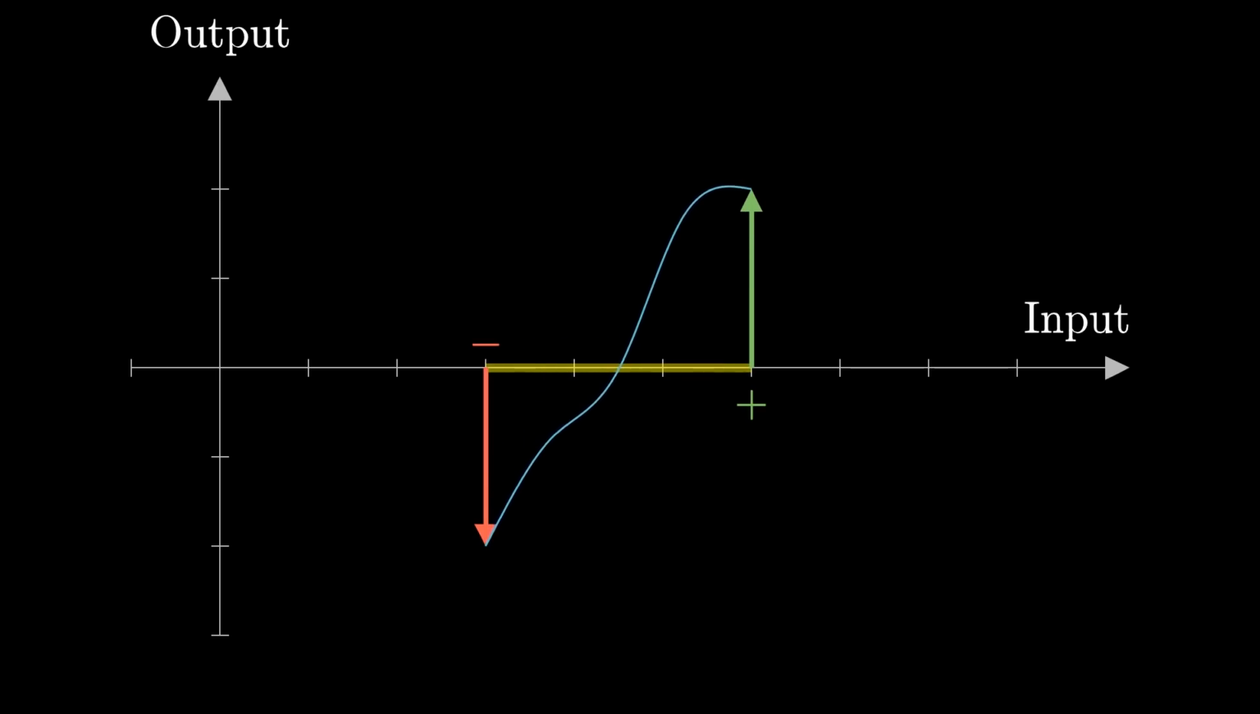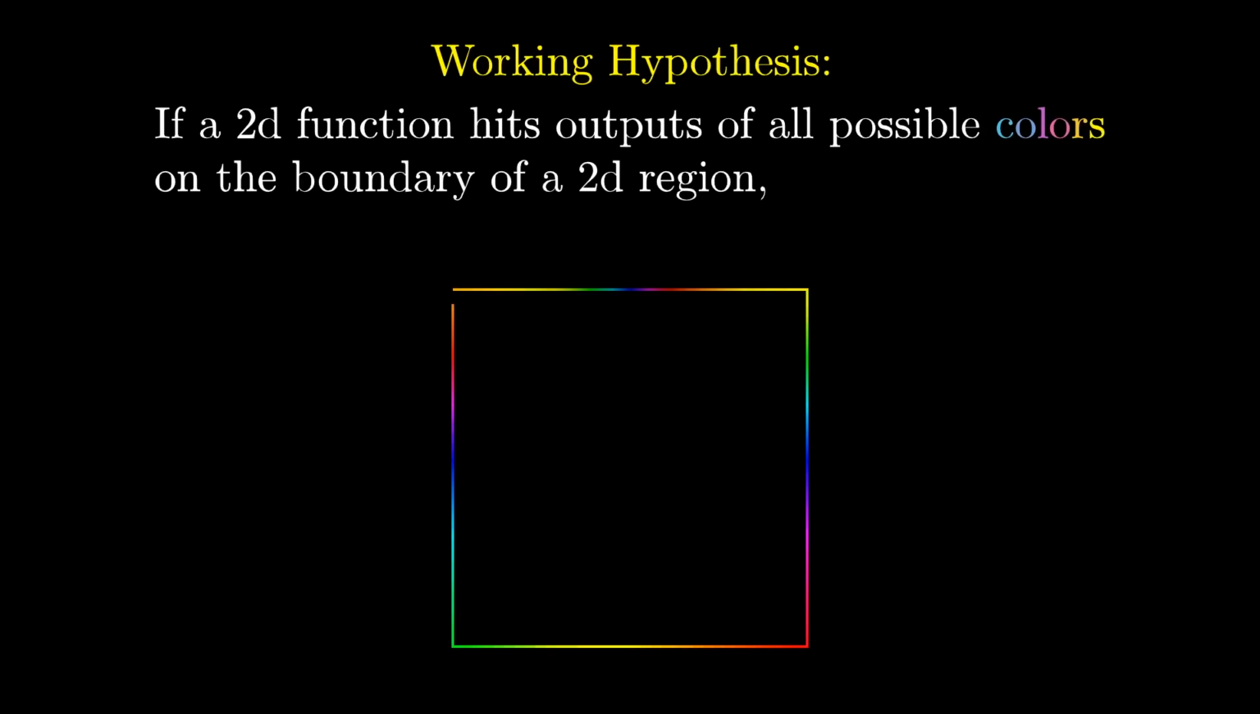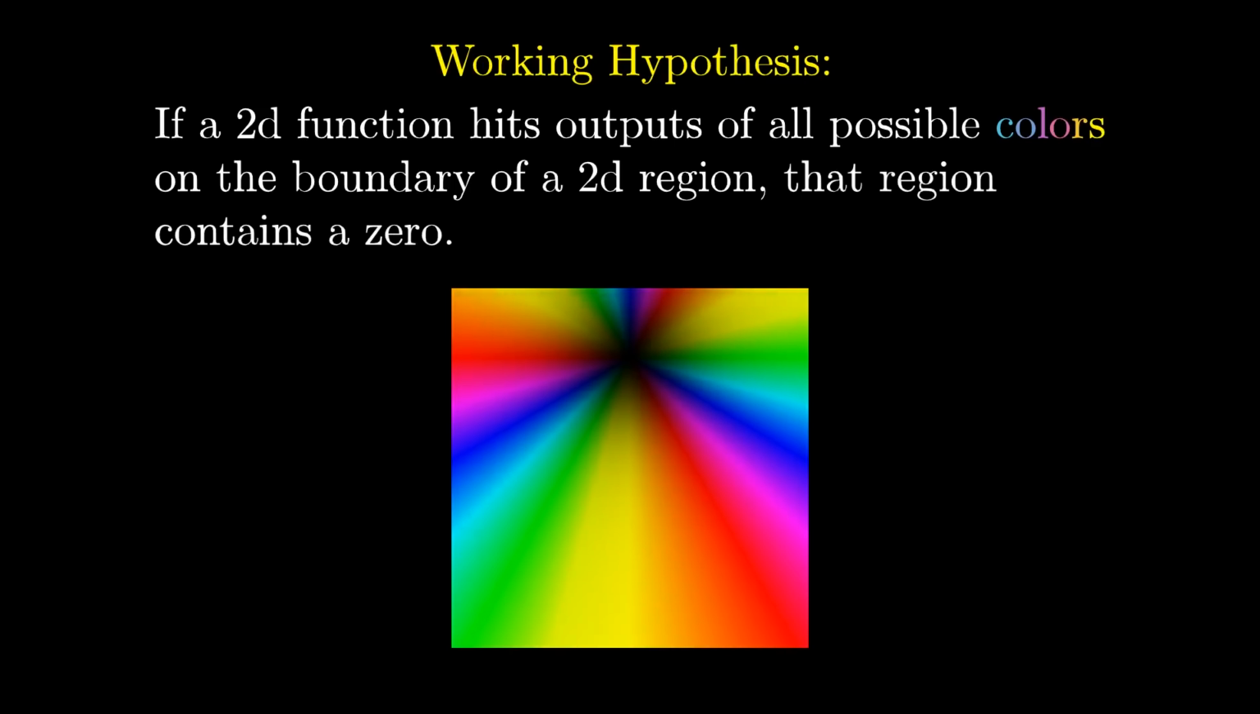Maybe, in the same way that if a 1D function takes both possible signs on the boundary of a 1D region, there was a 0 somewhere in the middle, we might hypothesize that if a 2D function hits outputs of all possible directions, all possible colors, along the boundary of a 2D region, somewhere inside that region, it must go to 0. So that's the guess, and take a moment to think about if this should be true.